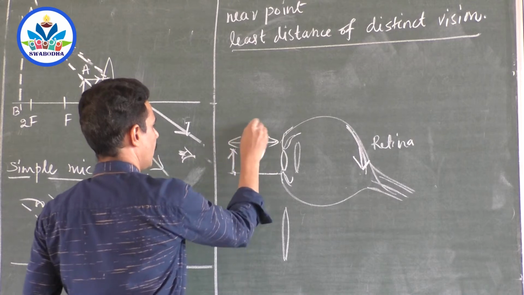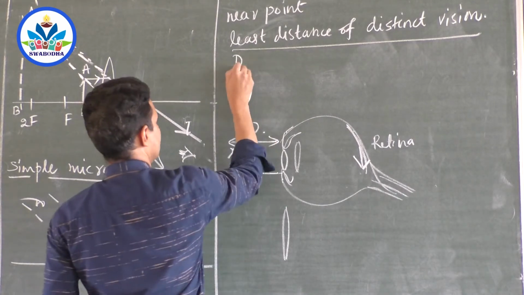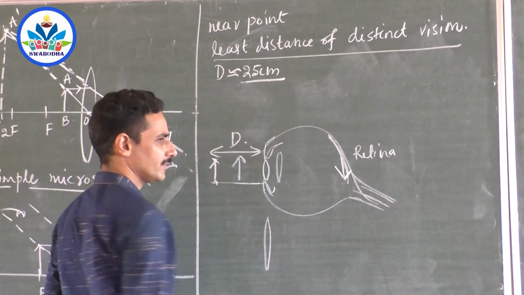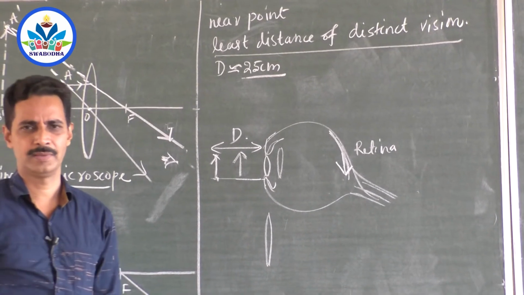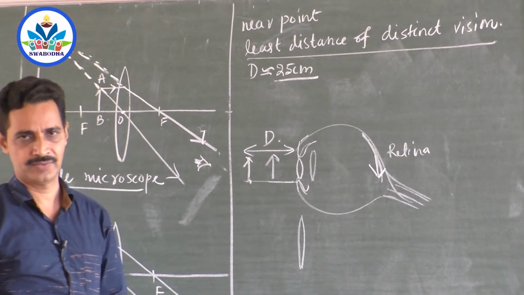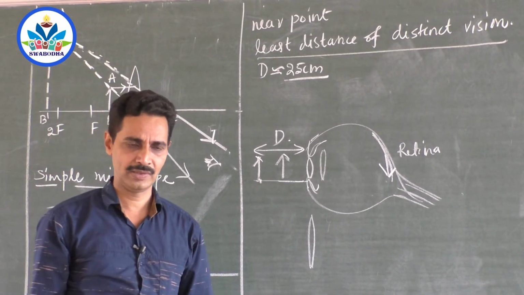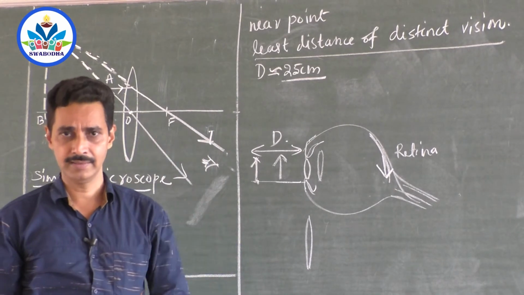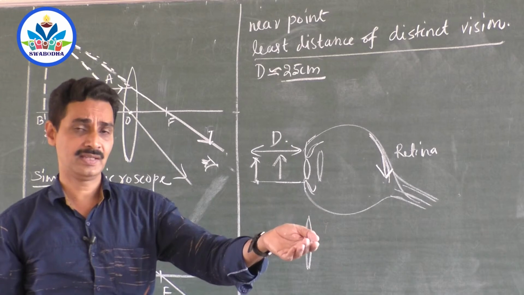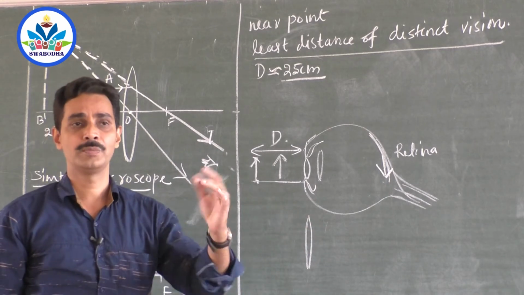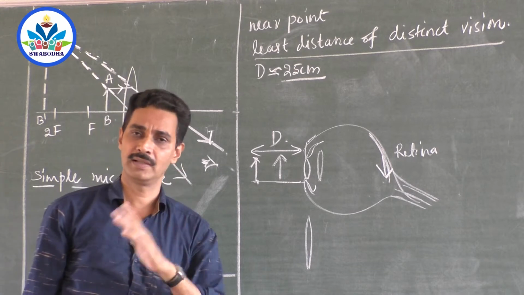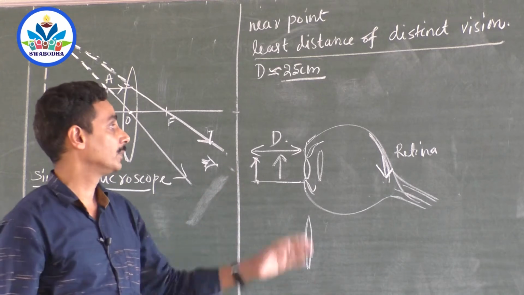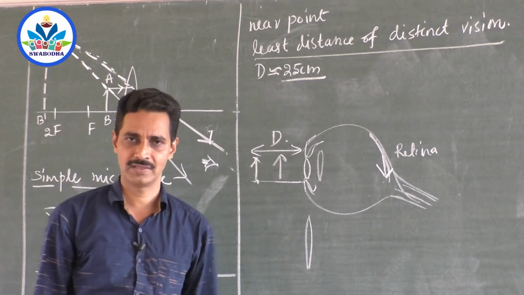Then this distance is called the least distance of distinct vision, D, and for a normal human being it is almost 25 centimeters. So what do you mean by near point is 25 centimeters? What do you mean by least distance of distinct vision is 25 centimeters? An object kept at 25 centimeters can be seen clearly. An object kept beyond 25 centimeters can be seen clearly, but an object kept within 25 centimeters cannot be seen clearly. The minimum distance between the eye and the object at which the object can be seen clearly is called the least distance of distinct vision.